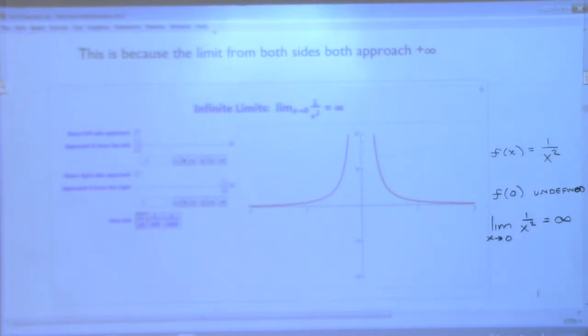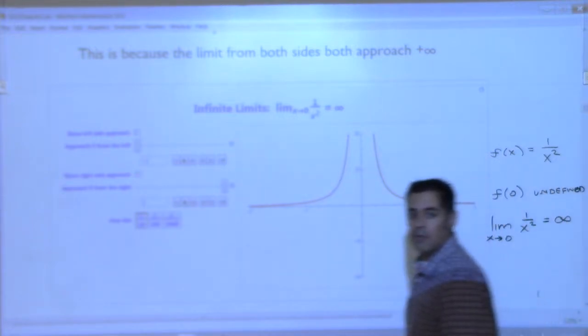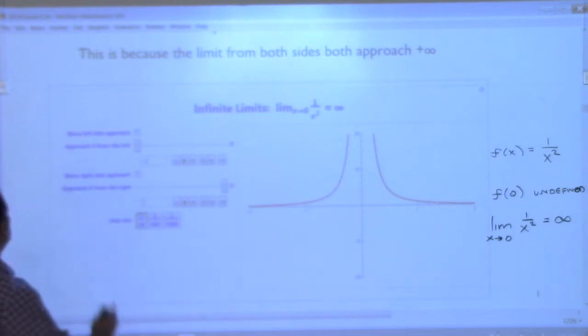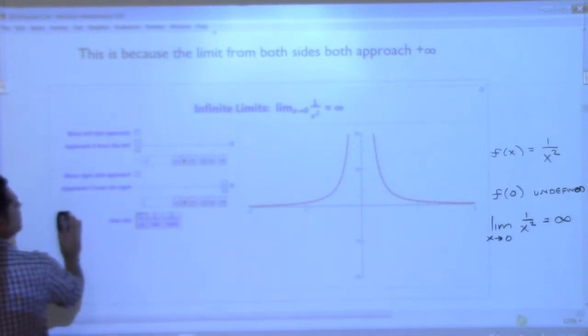All right, so this is what the function's doing as we approach 0. When we get to 0, it's undefined. Right? When we get to 0, it's undefined. If the lines were down, down on both sides, yes, it would be negative infinity.